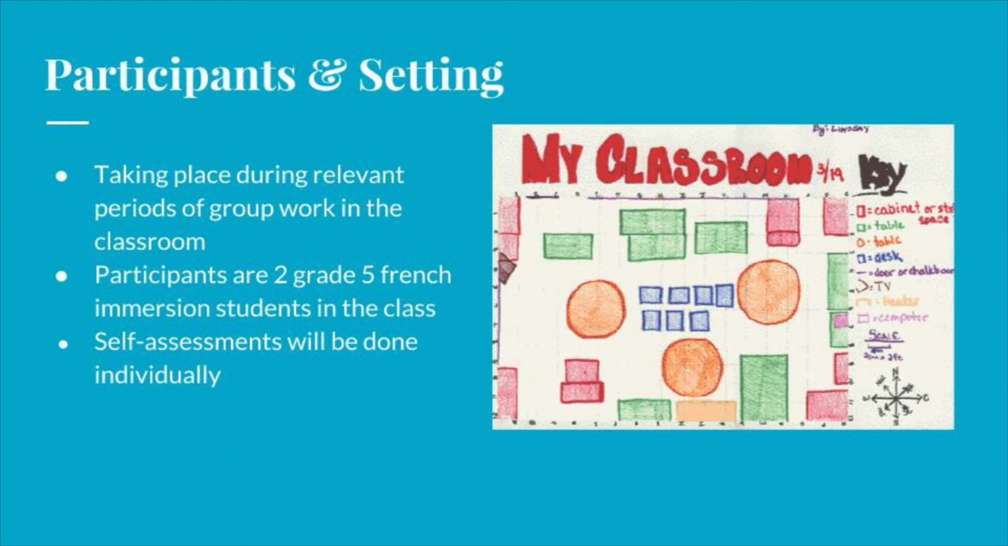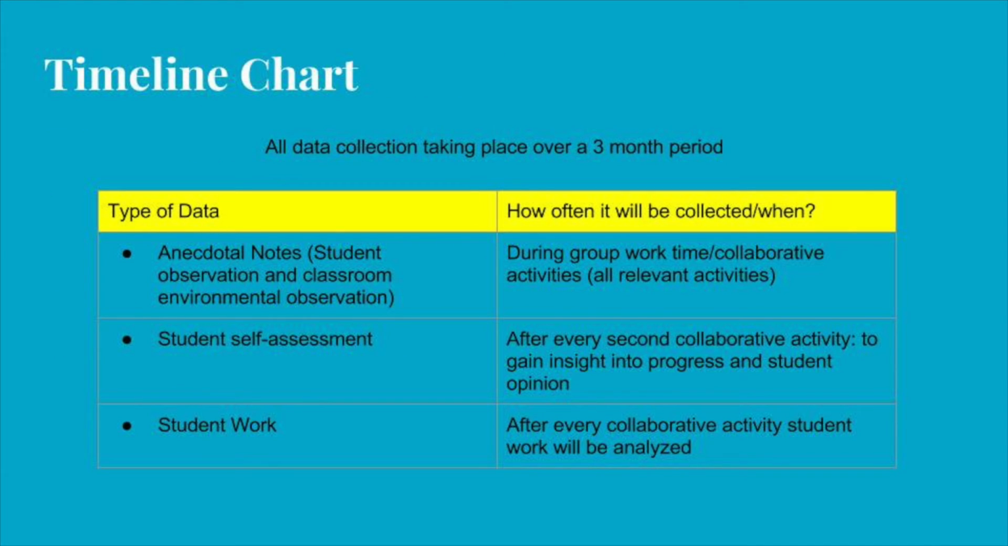The data will be collected in the classroom or wherever the collaborative work is taking place, and the participants will be the 2 grade 5 French immersion classes. The self-assessment tasks will be conducted when students are working alone, so as not to influence their responses. The entire research process should take no more than 3 months. Over the course of the 3 months, several collaborative activities will be conducted, some taking place over the course of a week, others only taking a few periods to complete.